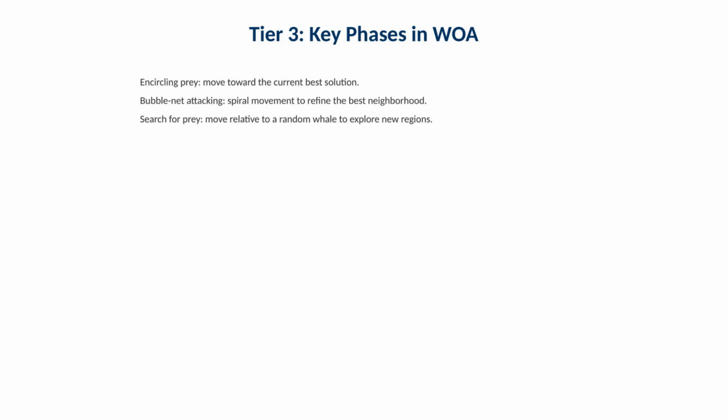Whale optimization balances exploitation and exploration. Encircling prey and bubble net attacking intensify the search around the best-known solution, while search for prey pushes the population into new regions. You need both behaviors. Without exploitation, you do not refine good solutions. Without exploration, you risk getting stuck in a local optimum that looks good but is not truly best.